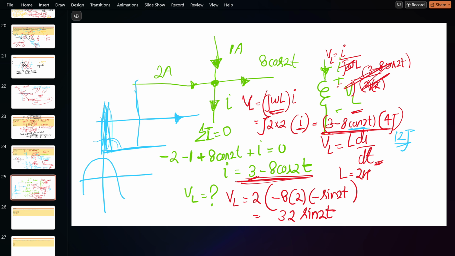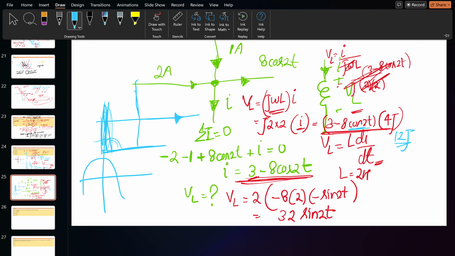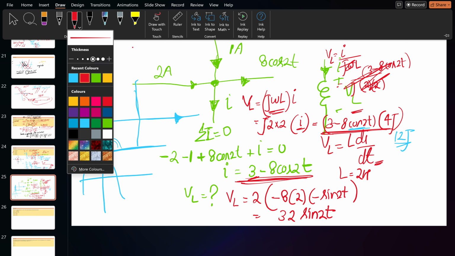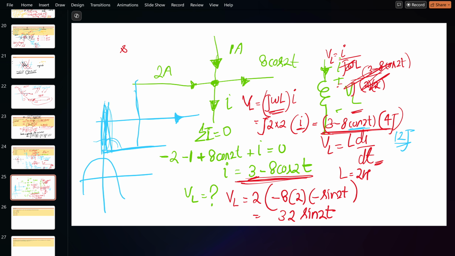I got 12j plus 8 sine 2t. Yeah, I took 8 cos instead of 8j sine 2t, I took, sir. Okay, always see that when you have this s term, suppose the s term is there, it means that differentiation is there, or the j omega term basically. If you are taking 1 upon j omega term, it is basically 1 upon s. It means that it is integration.